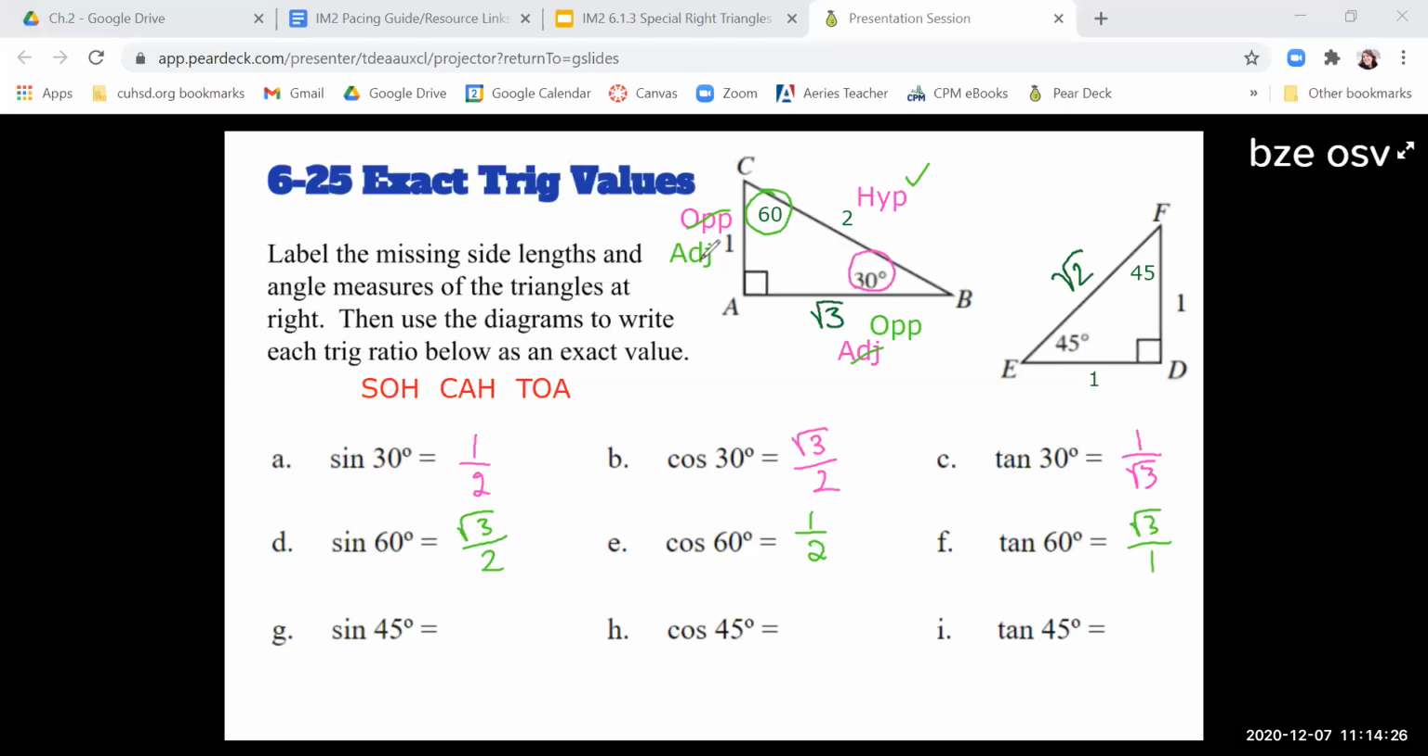Notice the relationship between the sines and the cosines. Do you see how their numbers are the same, but they just switched? It's because we switched angles, we switched values. It's interesting that way. But there's a lot of patterns that you can keep an eye out for.